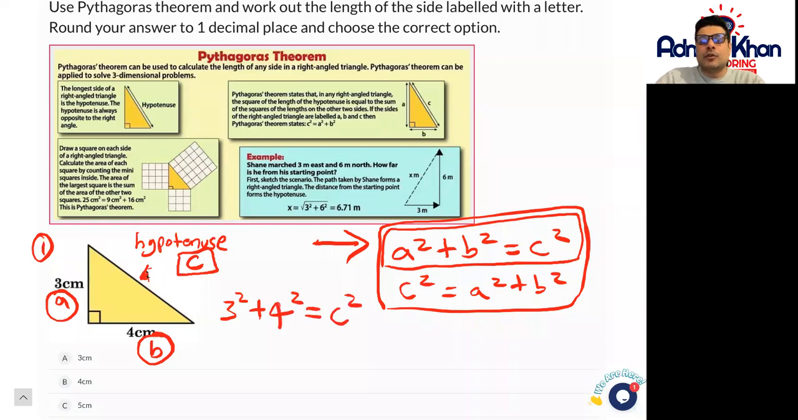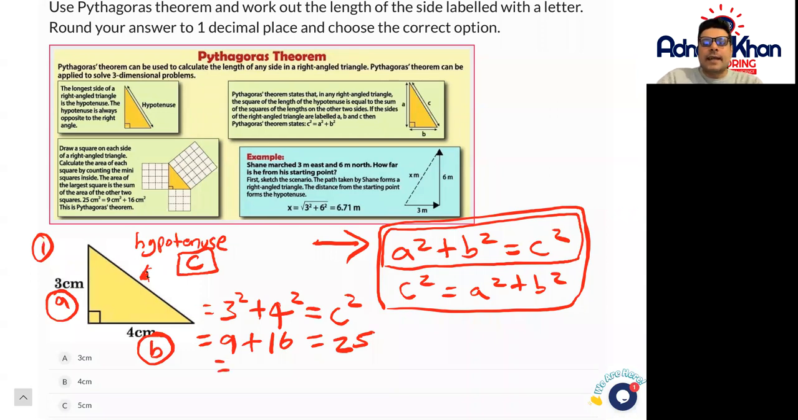Now c, we do not know, so we're just going to work it out. So what's 3 squared? 3 squared is 9, plus 4 squared, so 4 times 4 is 16. Remember, when you square a number, you multiply it by itself, okay? So what's 16 add 9? 16 add 9 gives us 25. But 25 centimeters is not going to be our answer. We have to do one more calculation straight after.